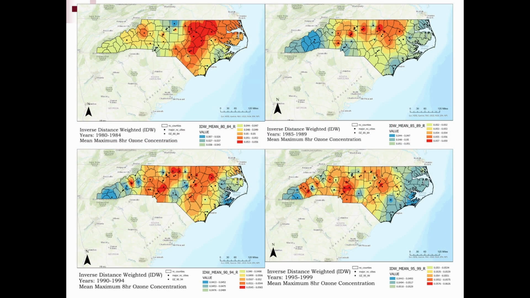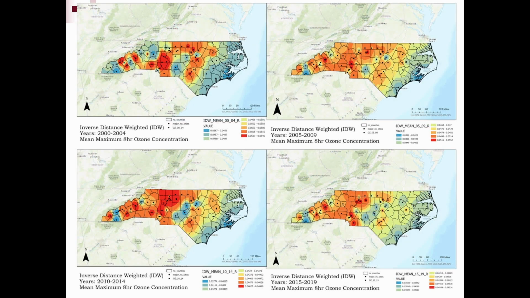Same thing with IDW. Very odd spatially until you get to post-2000. That is also when you start to get more monitoring sites across the state as well. And then you also see these ranges start to decrease.